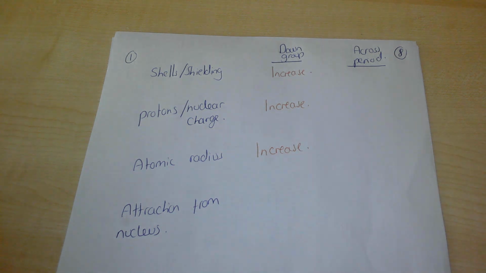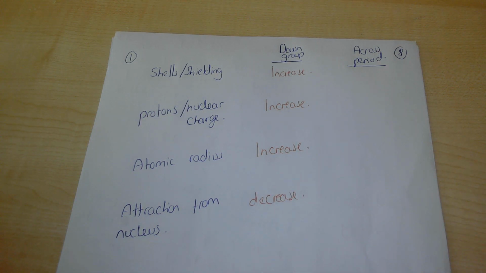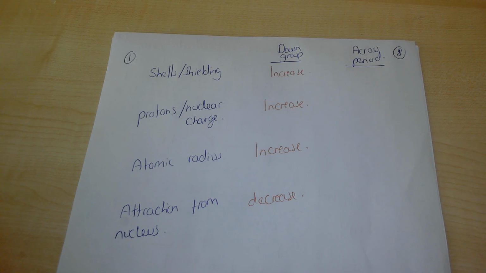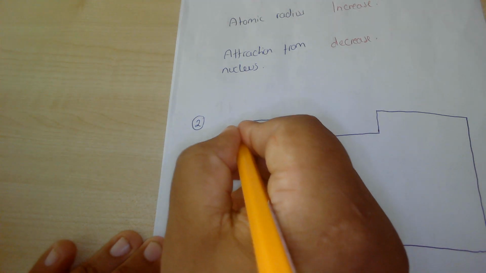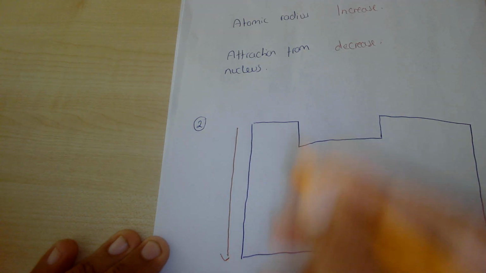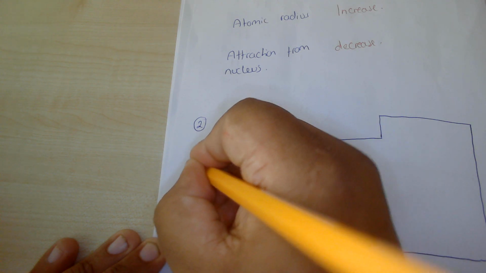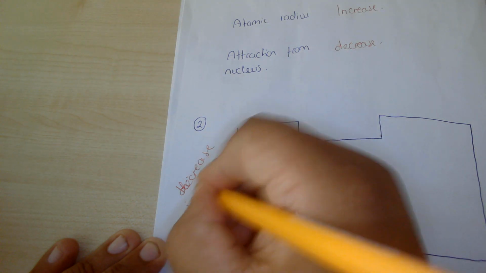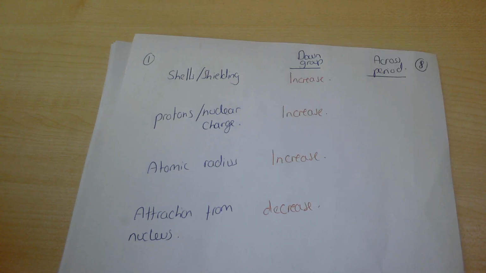And the attraction from the nucleus is going to decrease because the size of the atom is going to become bigger. If the size of the atoms becomes bigger, there is less attraction, so it's easier to lose the electron. So as you go down the group, the ionization energy is going to decrease because of these points. Decrease in ionization energy, and if you were to explain it, you would go back and use these points in your answer.